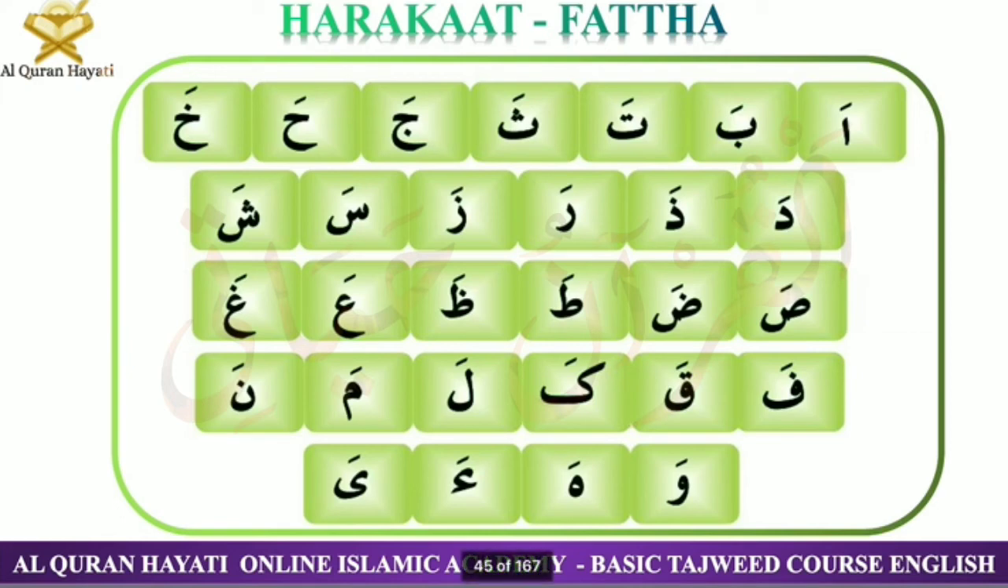A, i, u. Ba, bi, bu. Ta, ti, tu. Okay, sir, without any whistling sound. Sa, si, su. Ja, ji, ju. Okay, now the letter ha with very sharp sound. Ha, hi, hu.